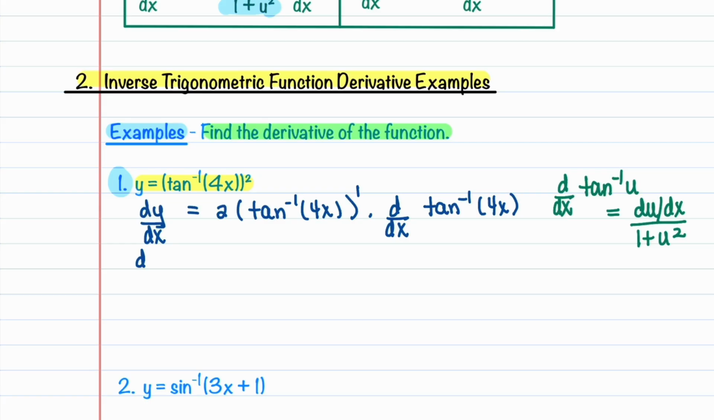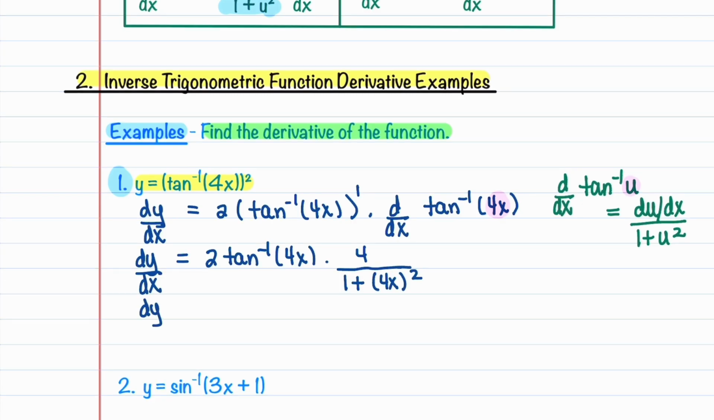On our left-hand side, we still have dy/dx, and then on our right, we have 2 times inverse tangent of 4x. And now we're going to take the derivative of inverse tan of 4x. This is our u. So we're going to take the derivative of 4x, which is 4. And then in our denominator, we're going to have a 1 plus u squared. So this is 1 plus the quantity 4x squared.